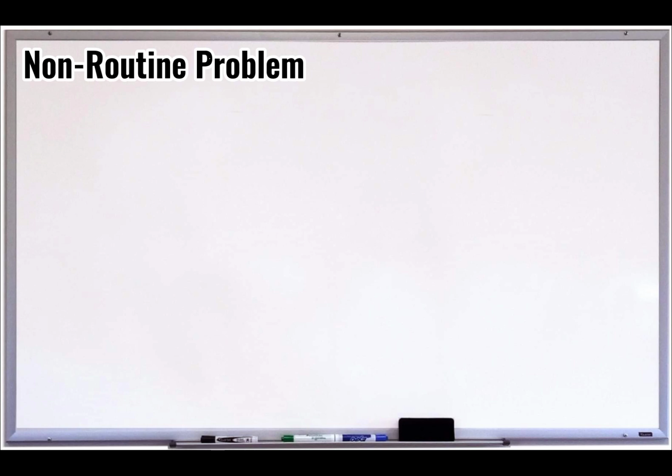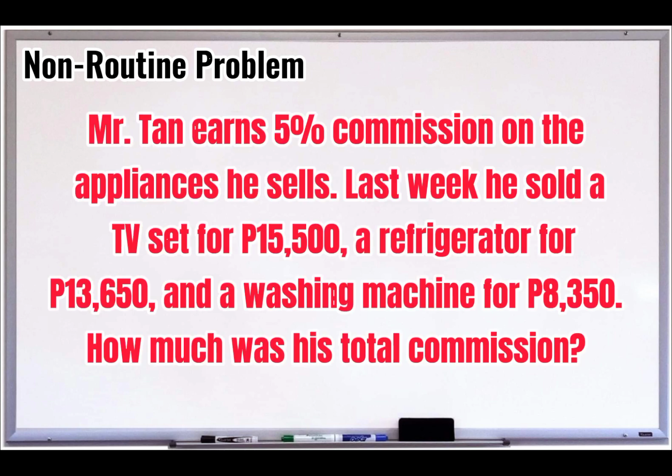Let's have non-routine problem. Let's read. Mr. Tan earns 5% commission on the appliances he sells. Last week, he sold a color television set for 15,500 pesos, a refrigerator for 13,650 pesos, and a washing machine for 8,350 pesos. How much was his total commission?